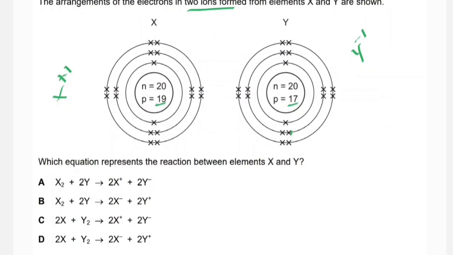And X2 doesn't make sense because group 1 elements are not diatomic. Y should be diatomic because it could be a halogen. So definitely not these two, right? It could be C or D, but we look at the charge. X minus doesn't make sense because it has 19 protons and 18 electrons, so it should be X plus. So this is the answer.